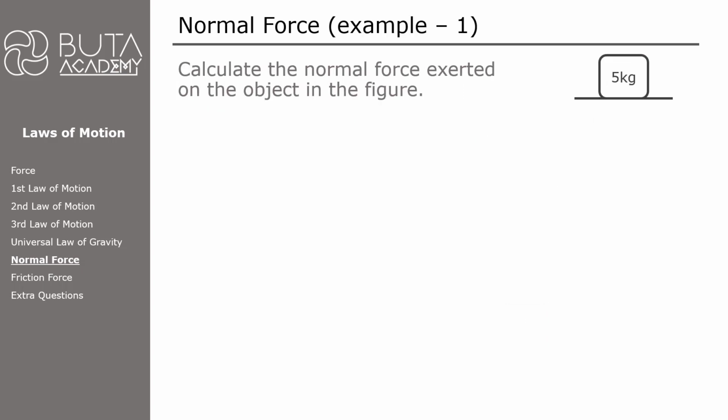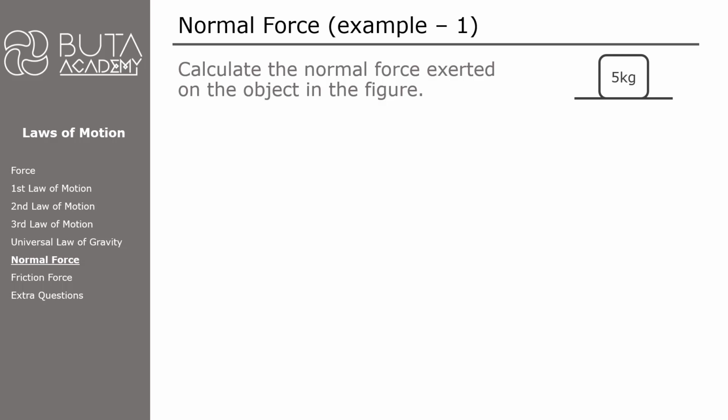Calculating the value of the normal force can differ depending on the type of the question. In this video, we are going to learn how to calculate it for the easiest three cases. In the first example, an object of mass 5 kgs stands on a horizontal surface. The task is to calculate the normal force applied on this object.